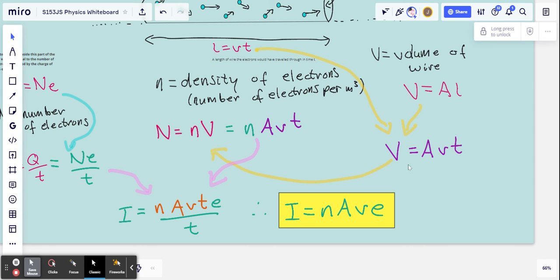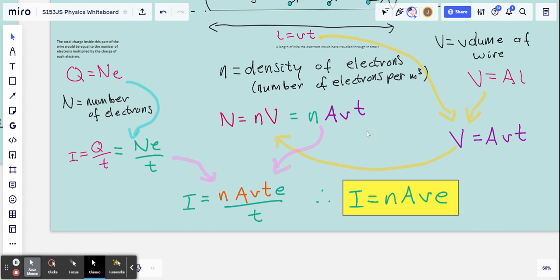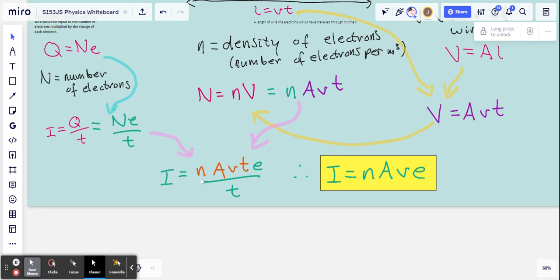So we can put that together with this one, and we can say the total number of electrons would be equal to the density of the electrons multiplied by the cross-sectional area multiplied by the drift velocity multiplied by time. And now we've got an equation for the total number of electrons. We had earlier an equation for current with the total number of electrons in it, and we put these two together, and we have current is equal to the density of electrons multiplied by the cross-sectional area multiplied by the drift velocity multiplied by time multiplied by the electron charge divided by time.